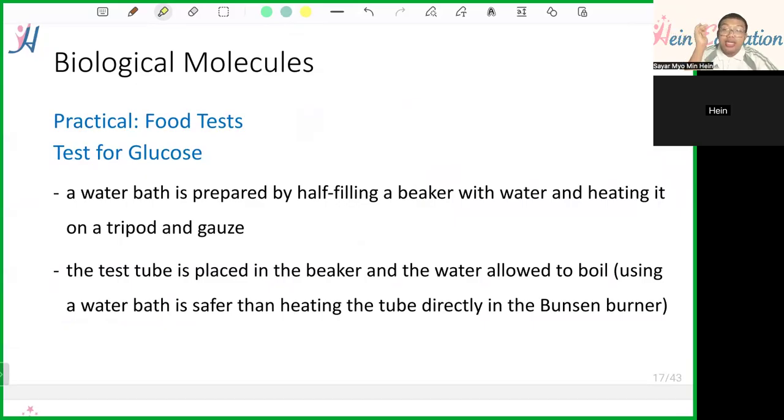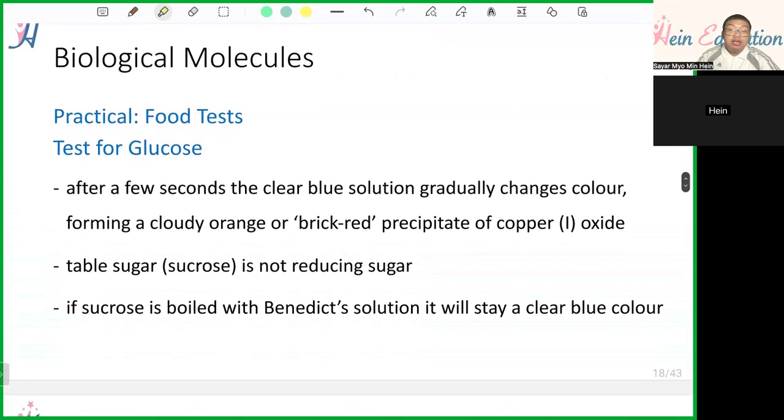So we have to avoid heating directly, right? Because using a Bunsen burner in the lab can sometimes be a safety concern. It is safer to use a water bath than heating the tube directly in the Bunsen burner. So we have to heat or boil the test tube using the water bath, and then observe for a few minutes. So we have to wait a few seconds.